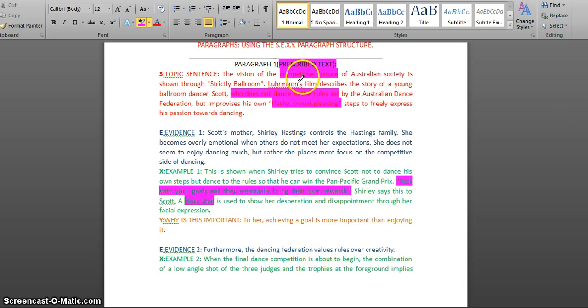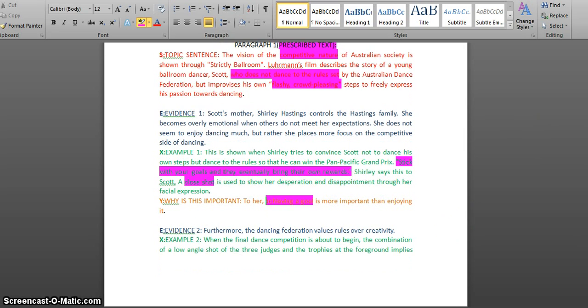This does refer to the competitive nature of Australian society. So in that sense, it is not too bad. Evidence 2. So what's the other piece of evidence he discussed? It says, furthermore, the Dancing Federation values rules over creativity.